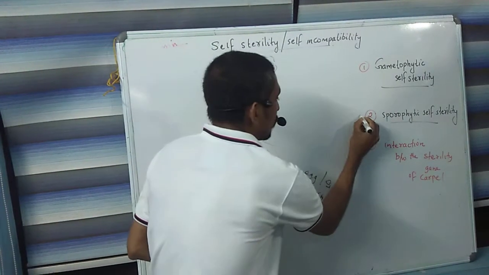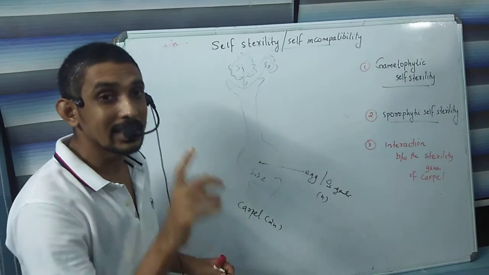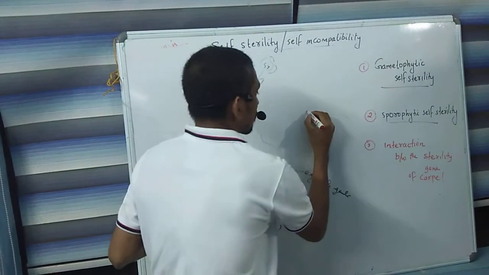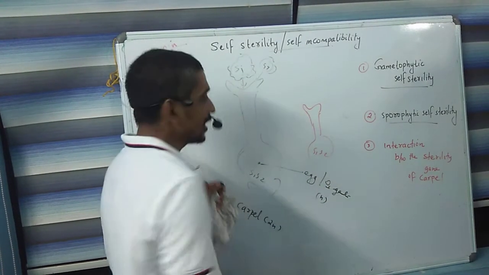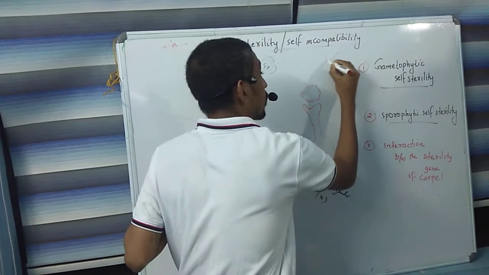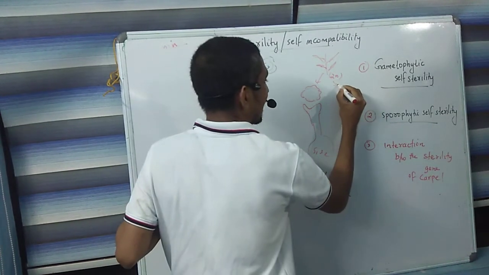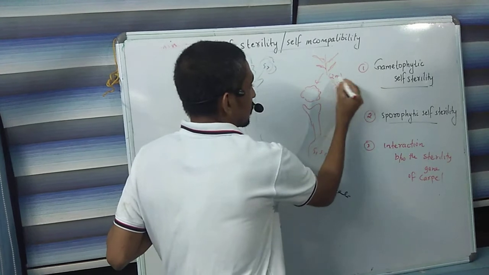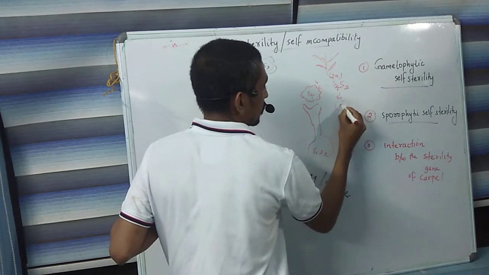Whereas in sporophytic self-sterility, the sterility is not determined by the gene present within the pollen grain like the gametophyte. Suppose this is an S1, S2 carpel. Here the sterility is determined by the gene present within the pollen producing plant. This is a pollen producing diploid plant. It contains S4 S2 alleles. So this plant can produce two types of pollen grain, one with S4, one with S2.